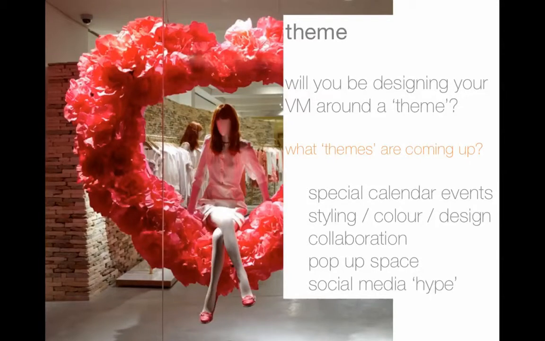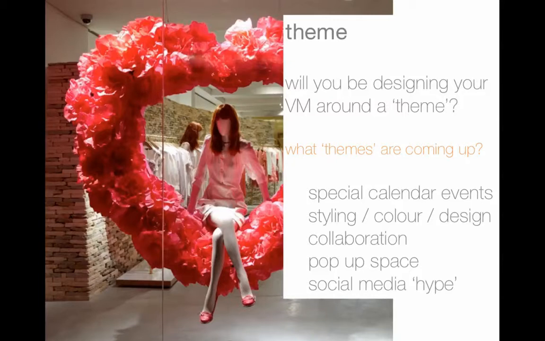So the theme of visual merchandising, you sometimes might see themes. So obviously this example here is from a Mulberry window a few years back. I think it was around about 2014-15, and it was obviously focusing on Valentine's Day. So you've got the big red heart with the mannequin sitting within the heart in the window. So will you be designing your visual merchandising around a theme is something that you might think about as a visual merchandiser. At the moment, obviously, we've got Christmas coming up, so in just over a month.